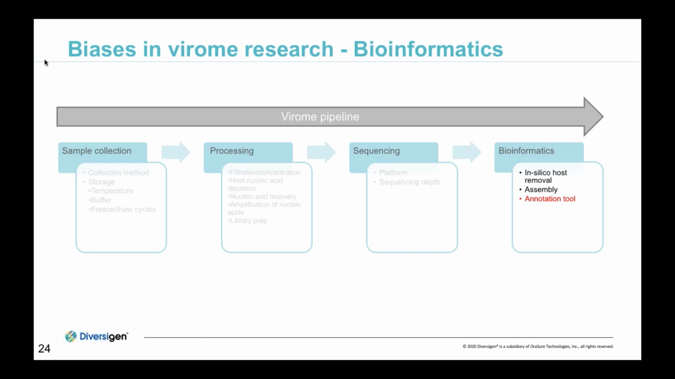Also, although I'm not going to be talking about assembly tools, assembly of virus reads can add an additional layer of biases to the results. The other main factor affecting viral bioinformatics, as you may imagine, is the annotation tool used. And I'm going to be showing you the results of 3 different annotation tools using ATCC's viral mock communities and the biases that can be introduced.